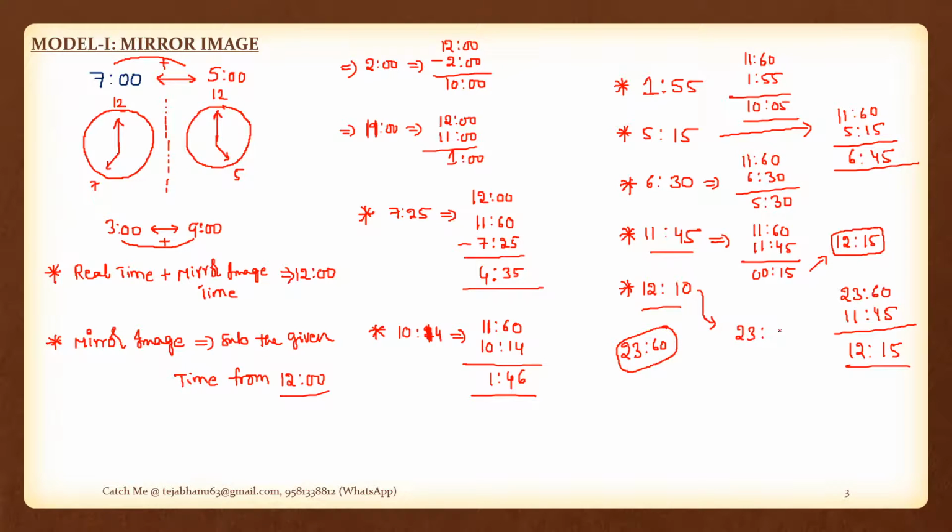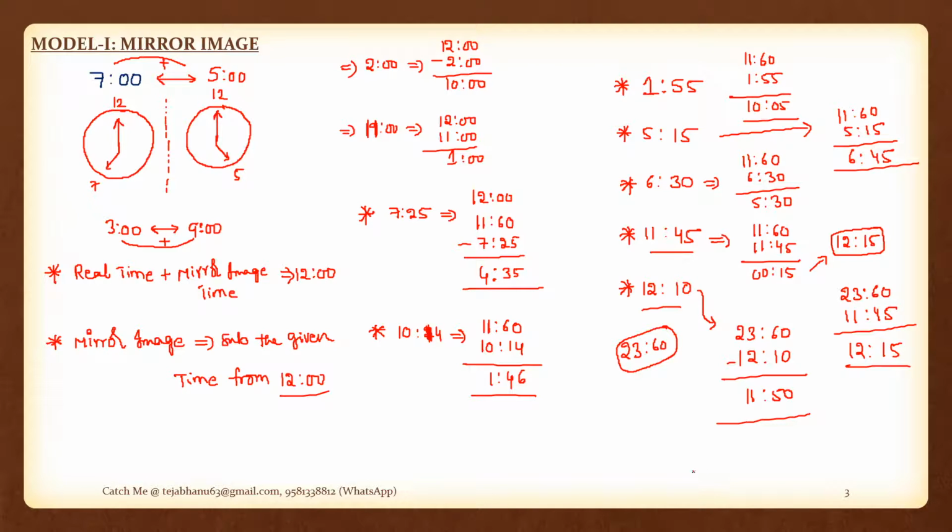Now, 23 hours 60 minutes. If you subtract 12:10 from this, what is the answer? 11:50. 11:50 is the answer.